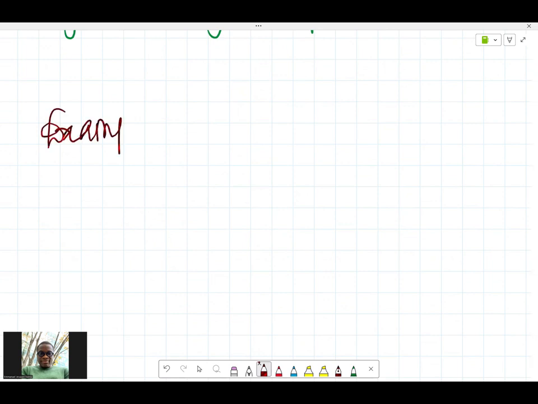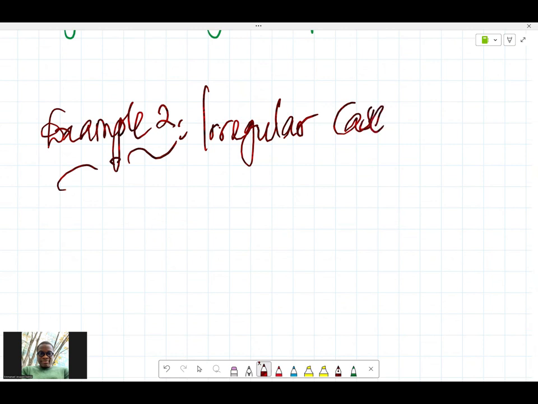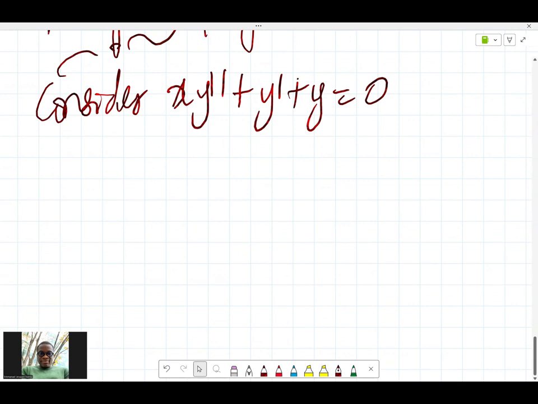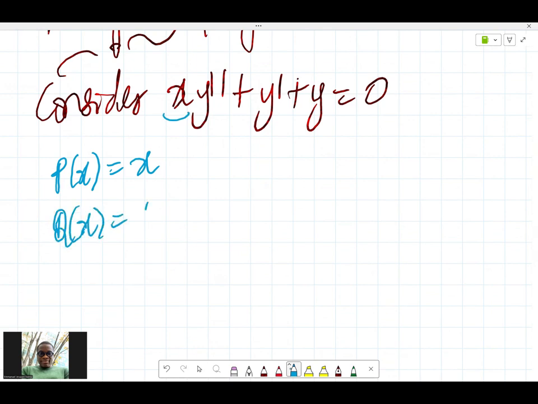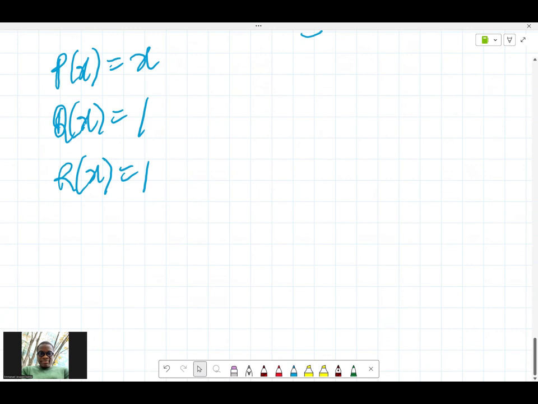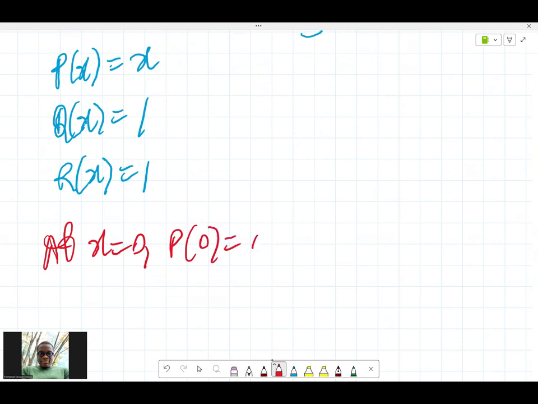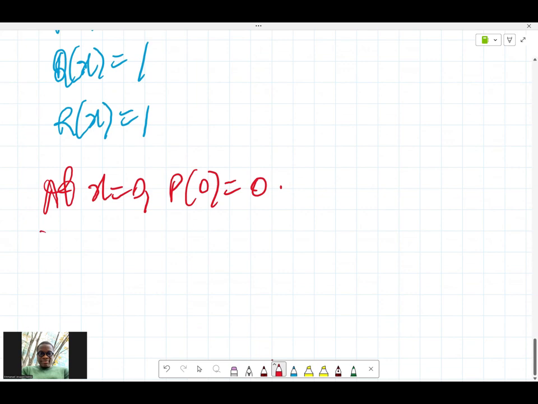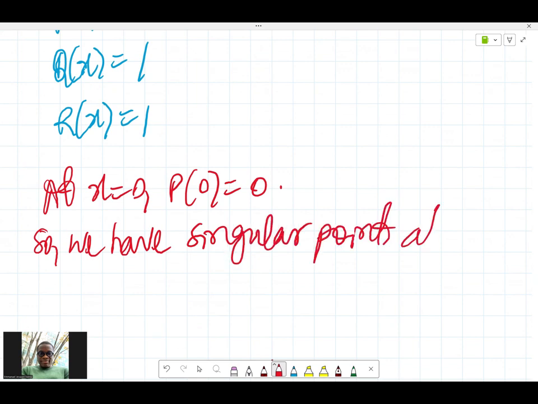Say example 2 now, where we talk about an irregular case. Consider that we have x y prime prime plus y prime plus y equals 0. Clearly here, p of x is equal to x, q of x is equal to 1, the coefficient of y prime, and r of x is also equal to 1, the coefficient of y. At x equals 0, p of 0 is simply 0, so we have a singular point at x equals 0.